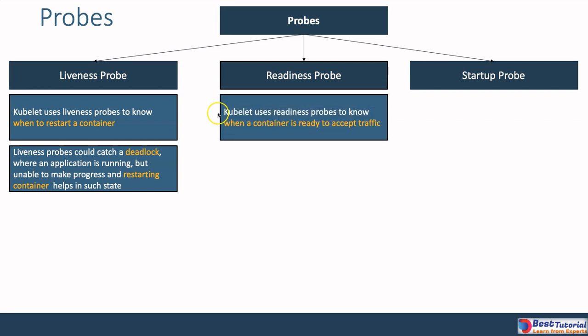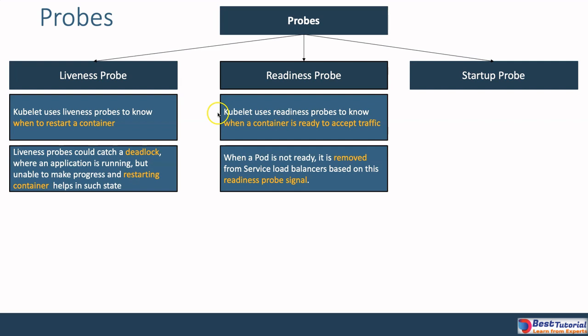Now the name readiness probe states that the kubelet uses readiness probes to know when a container is ready to accept traffic. Until the readiness probe succeeds, we will not allow that container to get the traffic. In simple terms, whenever we start or deploy our application, we will wait for the settings provided in the readiness probe to succeed, and once it succeeds, only then will it allow traffic to that respective container. When a pod is not ready, it is removed from the service load balancer based on the readiness probe signal. If the pod is not ready, then ideally it cannot be added to the service load balancers, right? In those cases, readiness probes will be very helpful.